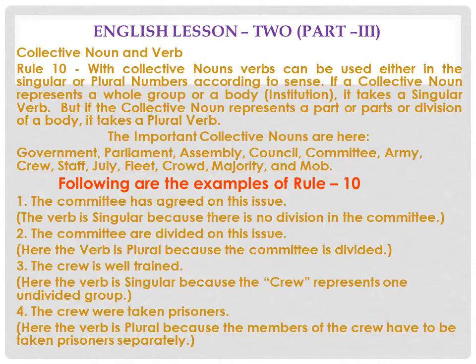So I hope you have understood the basic principle and concepts under this collective noun and verb. Now we will move to our next slide.